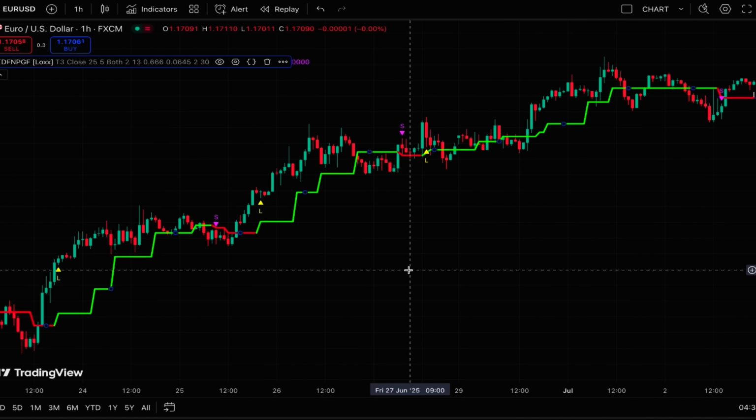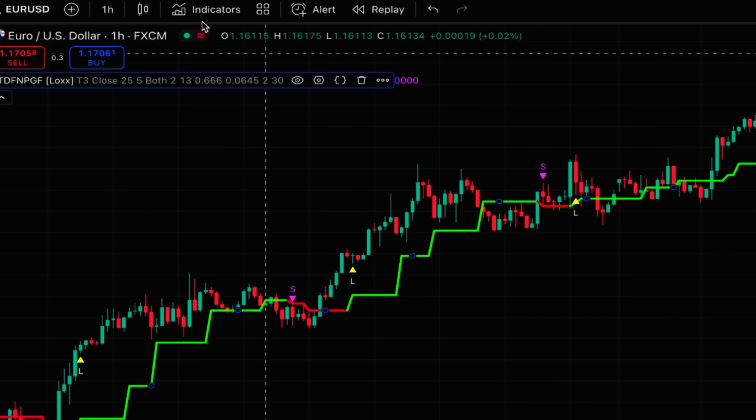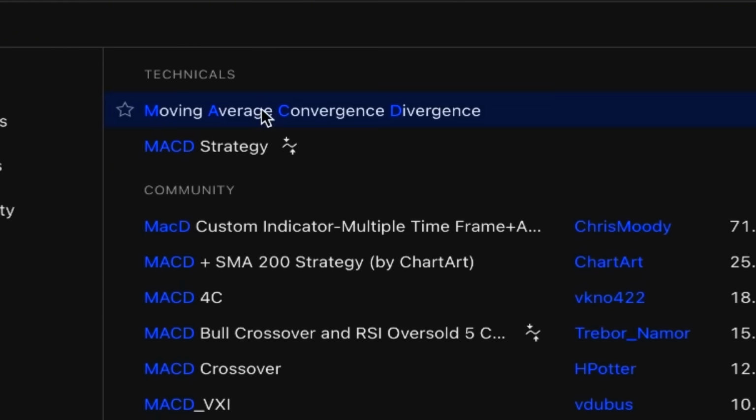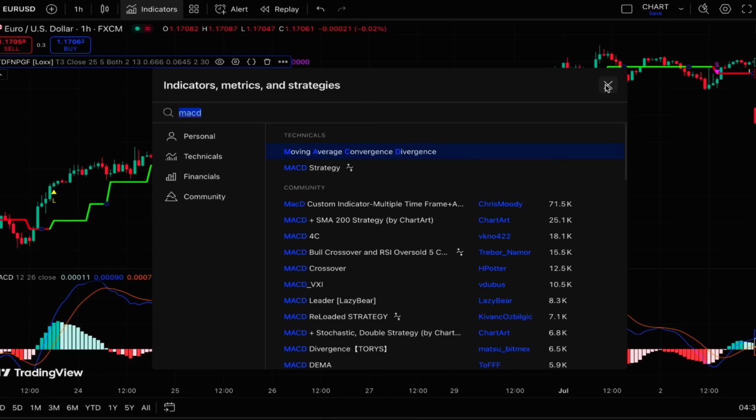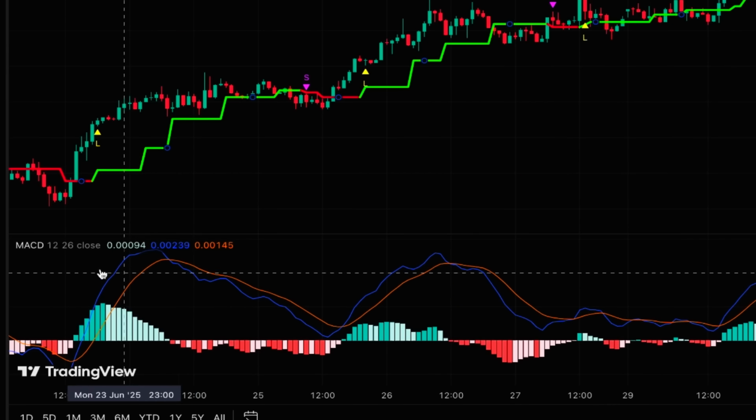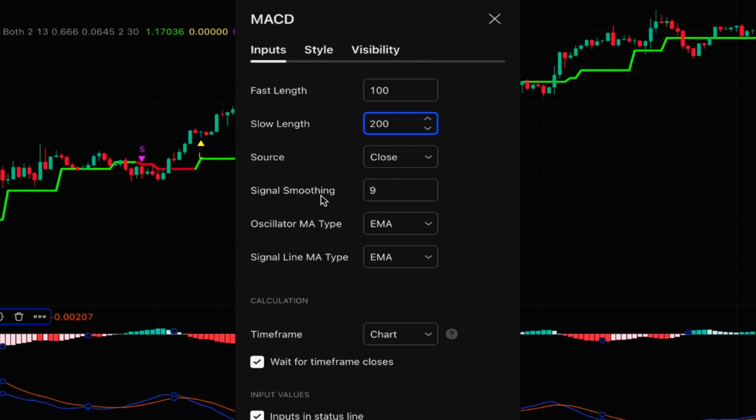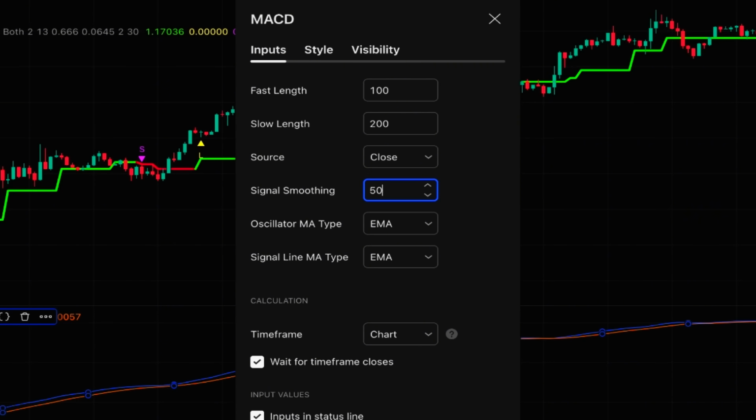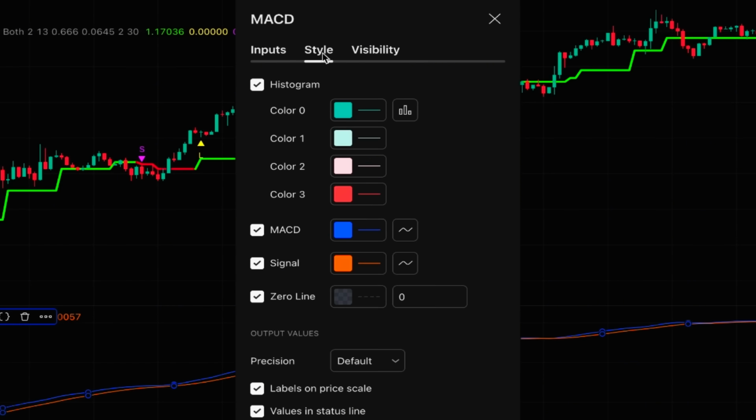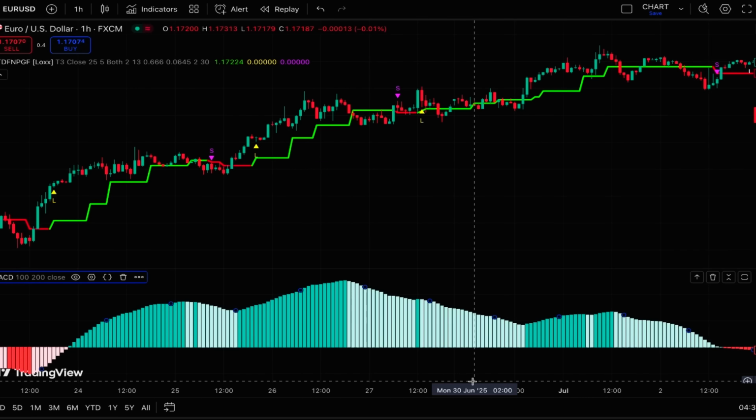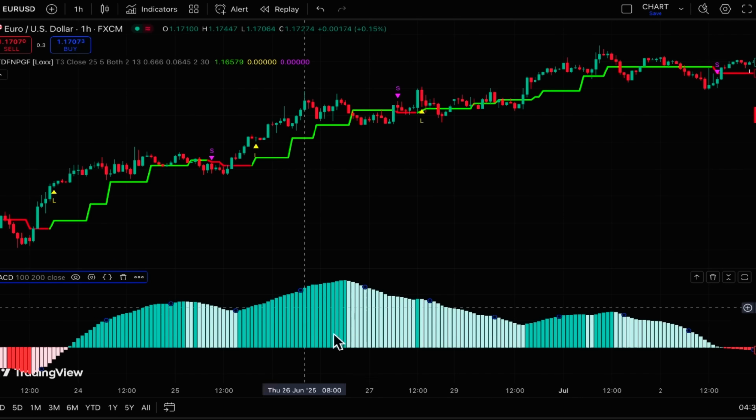Now we need to add the second indicator. Again, we click on indicators and search MACD. This one, moving average convergence divergence, and we need to change its settings. For the fast length we set it at 100, for the slow length we set it at 200, and for signal smoothing we set it at 50. Then in the style tab we remove the MACD line and signal line because we don't need them, and we are going to use only the MACD histogram.